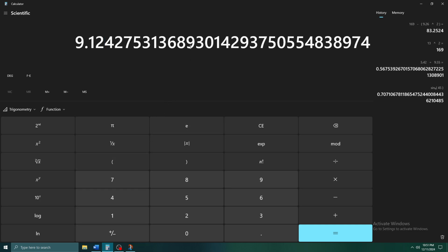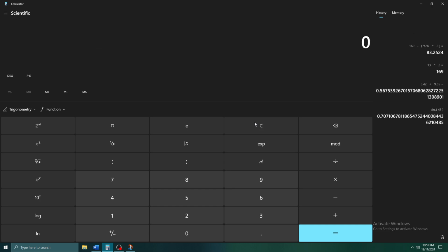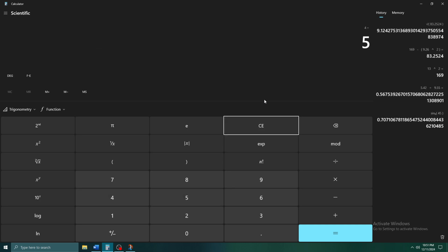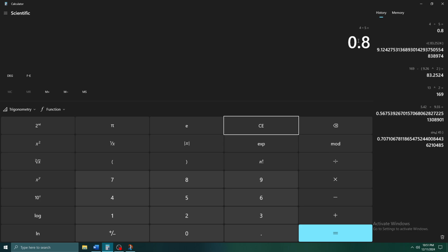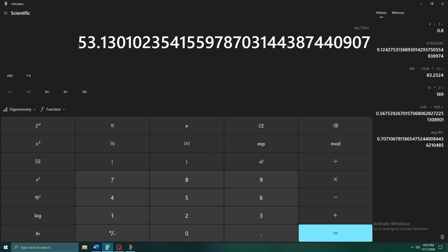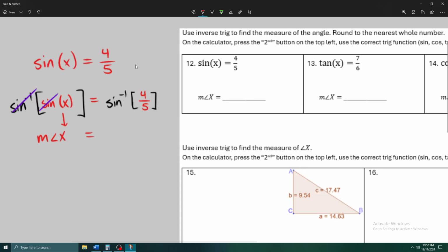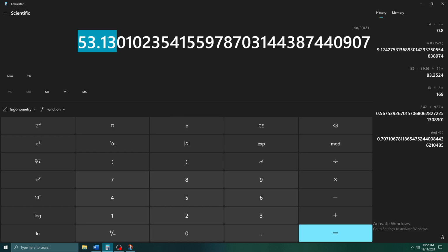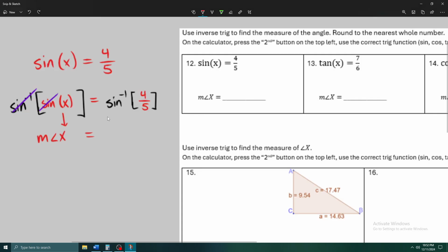So let's see. Again, yours is, in my opinion, much better than this. So like I said, 4 over 5 is 0.8. And let's find the inverse sine in this case. So the inverse sine, here it is. And I see that I get 53.13. And I believe I asked you just to round to the nearest whole number. So if I have 53.13 degrees, I really have about 53 degrees, right?